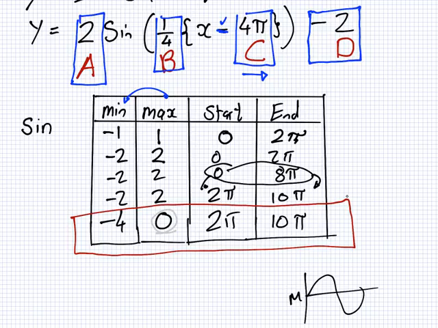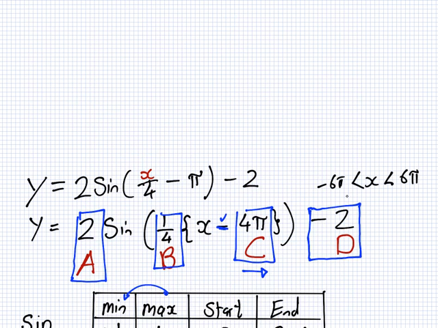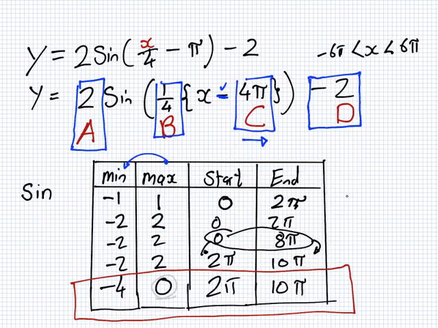X is bigger than minus 6 pi and smaller than 6 pi. Yeah? But minus 6 pi plus 4 pi is minus 2 pi. Is the problem here? This part? What should it be? The fourth line. It should be minus 2 pi, not 2 pi.